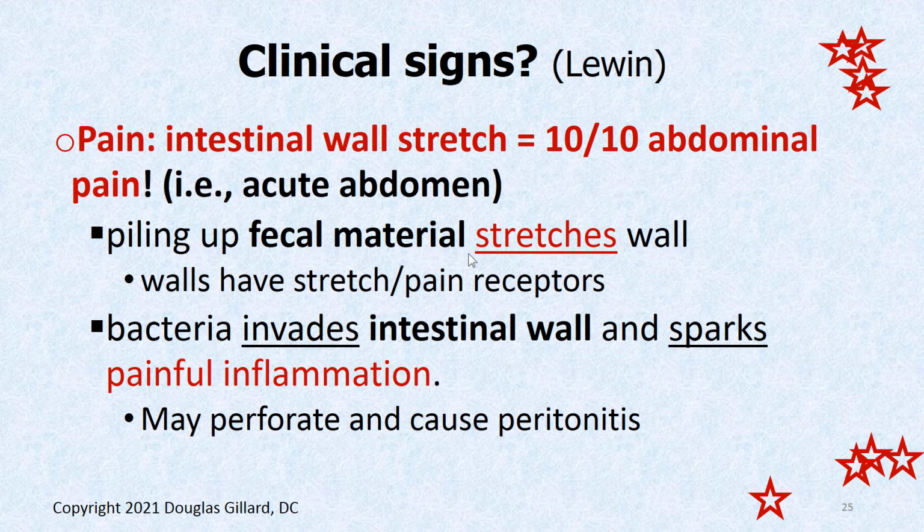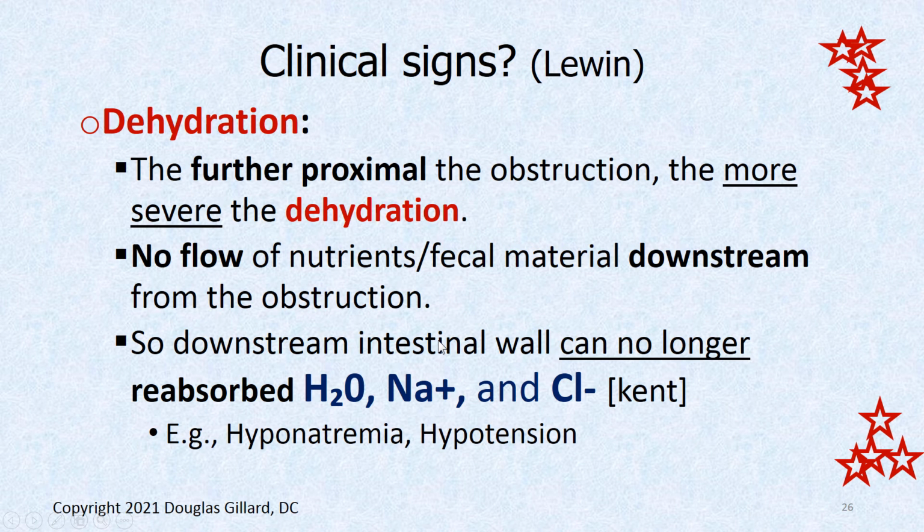What are the clinical signs? There's a lot of clinical signs. This is a hard diagnosis to make because there's so many different presentations and clinical signs. But the stretch can produce 10 out of 10 pain, so they'll come in with acute abdomen. And the bacteria that invade the wall will spark an inflammation, and that can set off nociceptors as well. A big clinical sign is dehydration in this, but there's so many other things that can cause dehydration, but the patients typically present to the ER with dehydration.